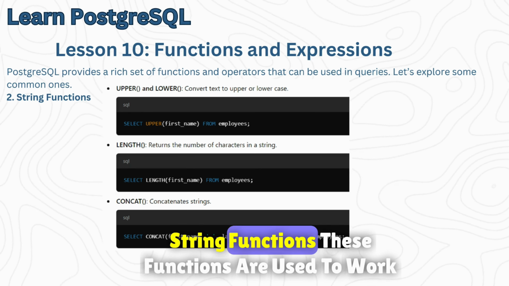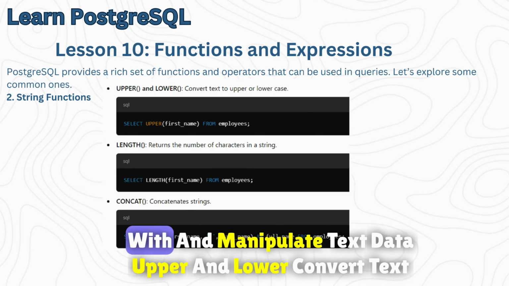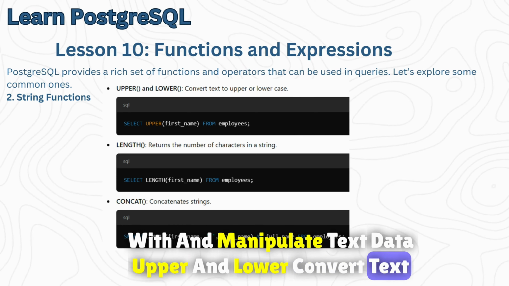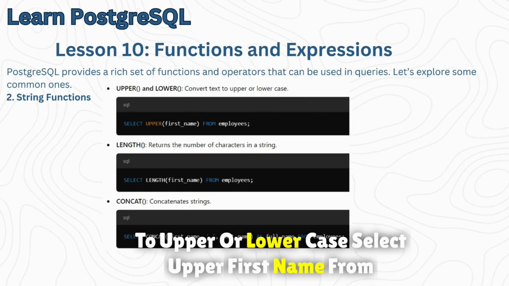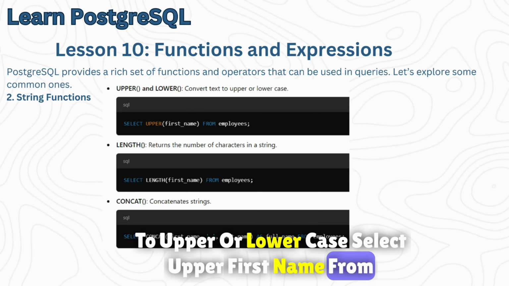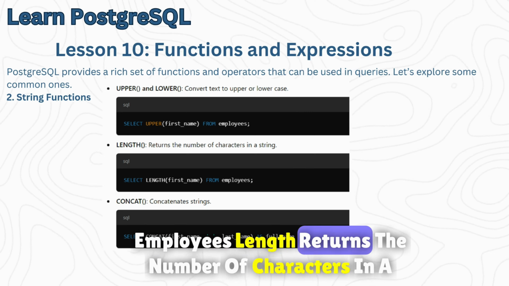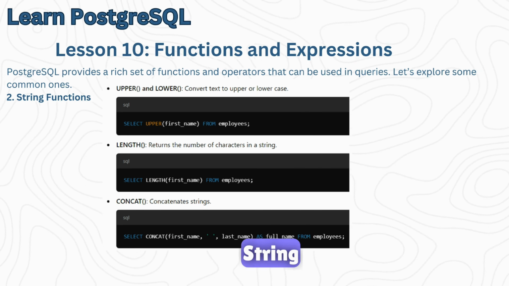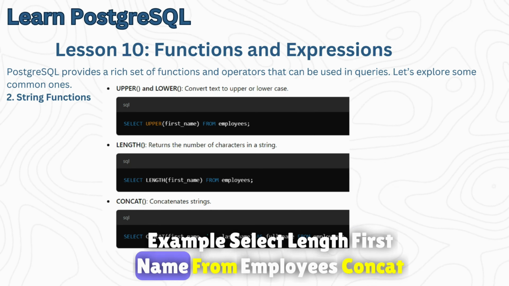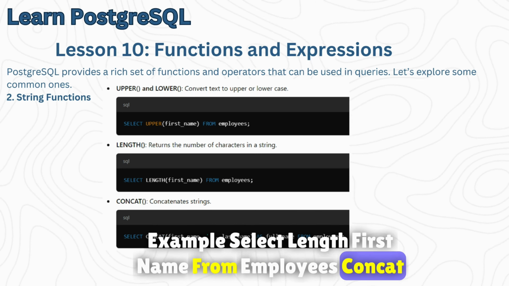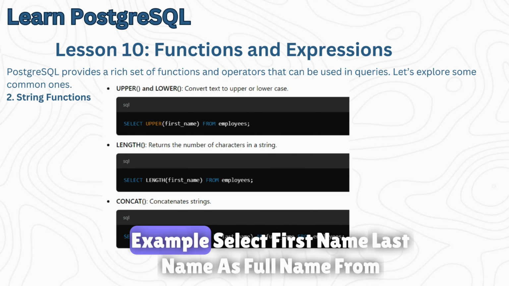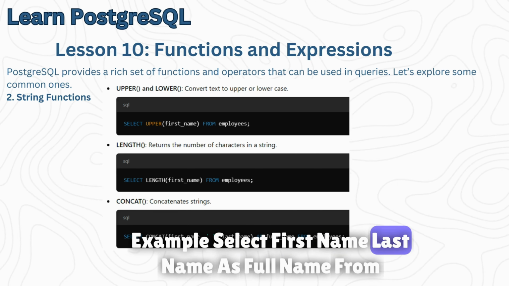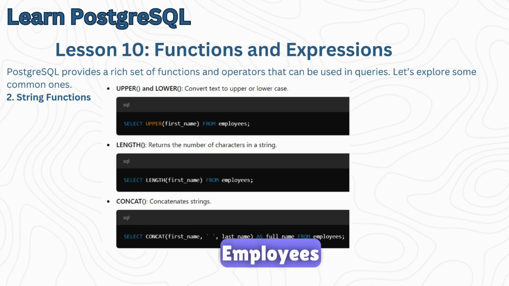2. String functions. These functions are used to work with and manipulate text data. UPPER and LOWER convert text to upper or lower case. Example: SELECT UPPER(first_name) FROM employees. LENGTH returns the number of characters in a string. Example: SELECT LENGTH(first_name) FROM employees. CONCAT joins strings together. Example: SELECT CONCAT(first_name, last_name) AS full_name FROM employees.